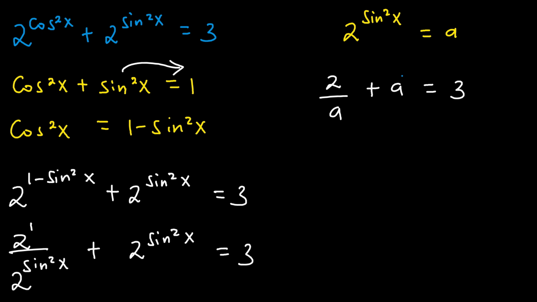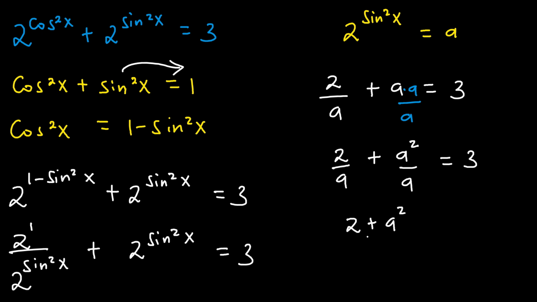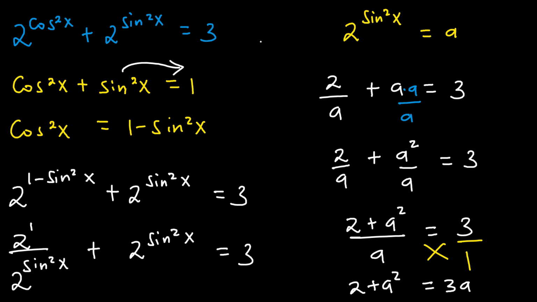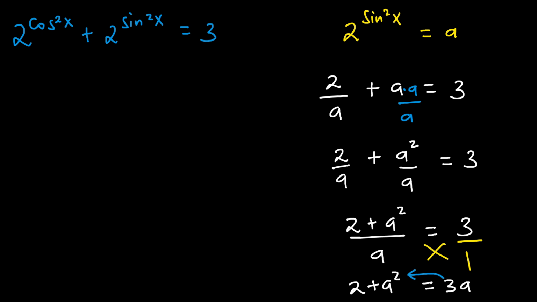Now in order to have the same denominator, let's multiply this by a and then divide through by a. So we shall have 2 divided by a plus a times a, which is a to the power of 2, divided by a equaling 3. And now we have the same denominator, so we can combine the numerators. So this will be 2 plus a to the power of 2 divided by a equaling 3. And if we cross multiply, we shall have 2 plus a to the power of 2 equaling 3 times a, which is 3a.